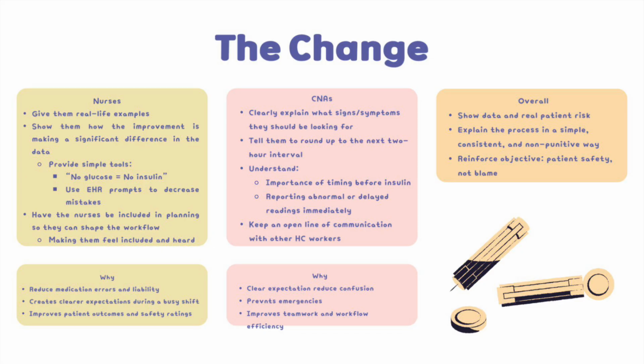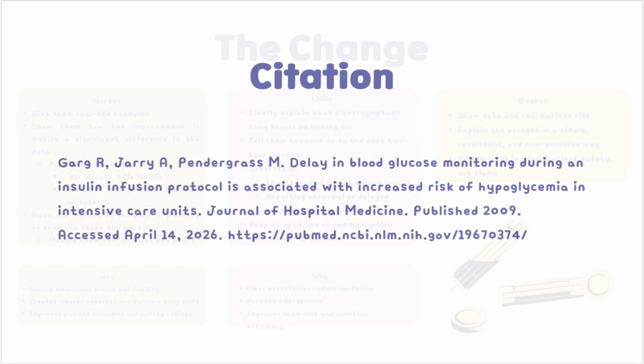Overall, this project focuses on improving patient safety rather than placing blame. By showing real data and explaining the risks to patients, staff can better understand why this change is necessary. The process should be communicated in a simple, consistent, and non-punitive way. The main goal is to reinforce that everyone is working towards the same objective, which is improving patient safety and preventing avoidable errors. Then this citation supports the importance of timely glucose monitoring.